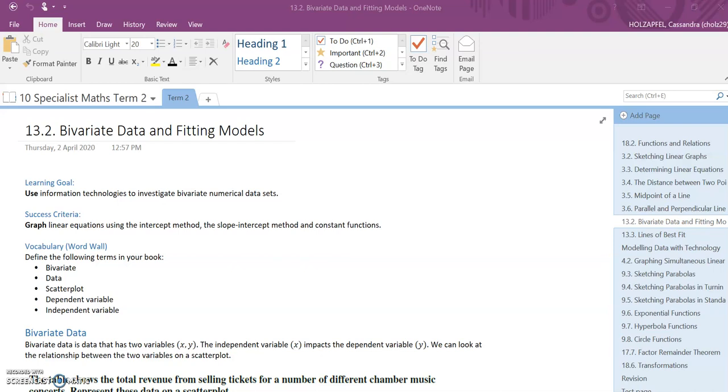Hi guys, today we're going to be looking at bivariate data and fitting models. This sounds kind of big and kind of scary, but this is actually really exciting.